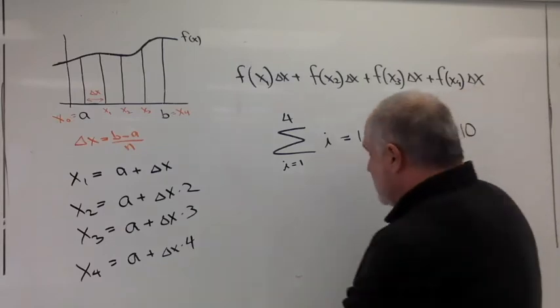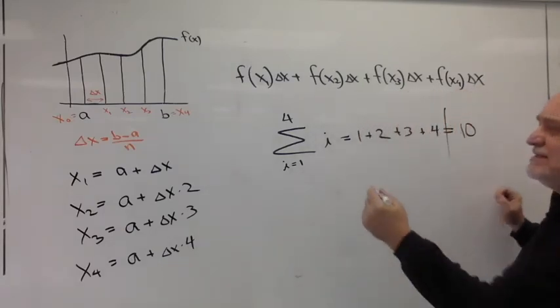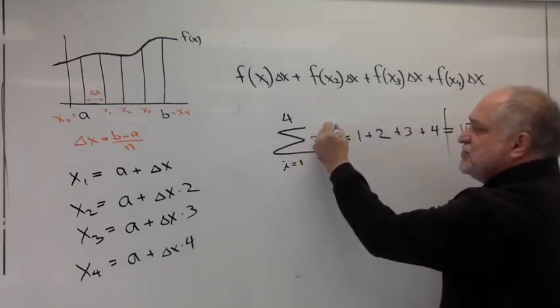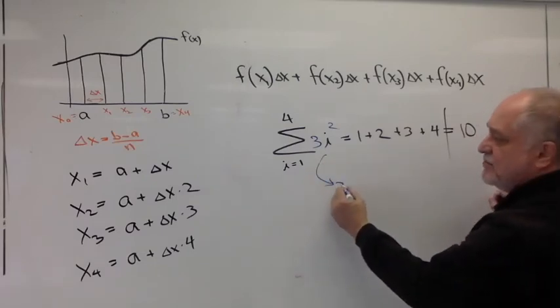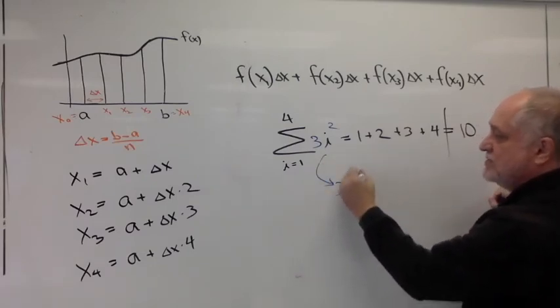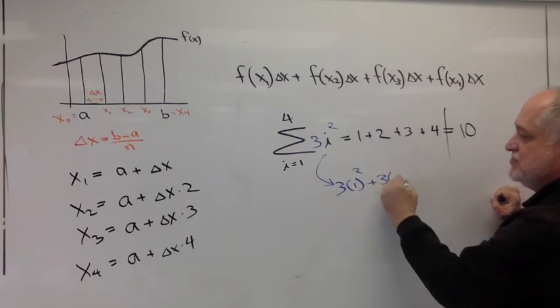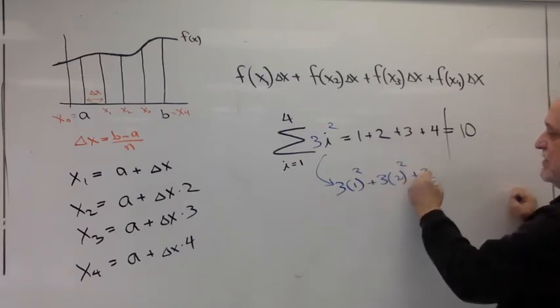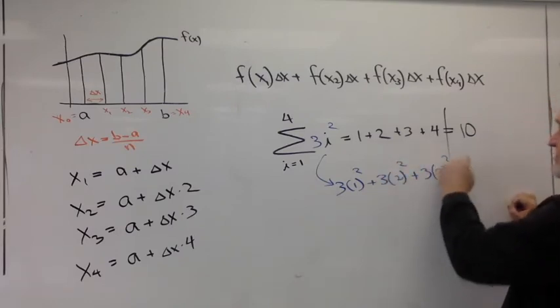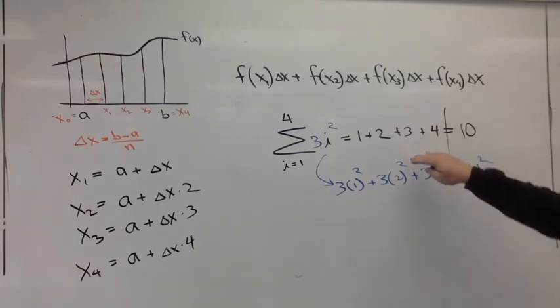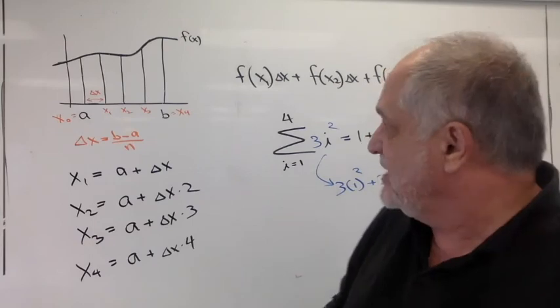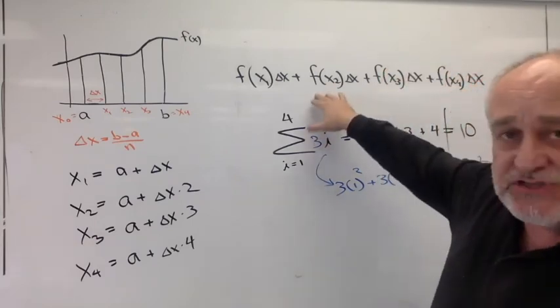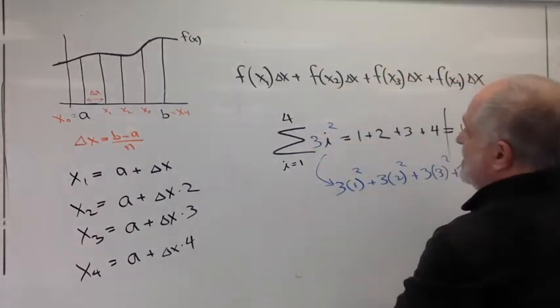All right? So, if you were to do, let's say, 3i squared, well, that would be 3 times 1 squared plus 3 times 2 squared plus 3... Okay, and these tend to get complicated. So let's put this in the context of our Riemann sum.